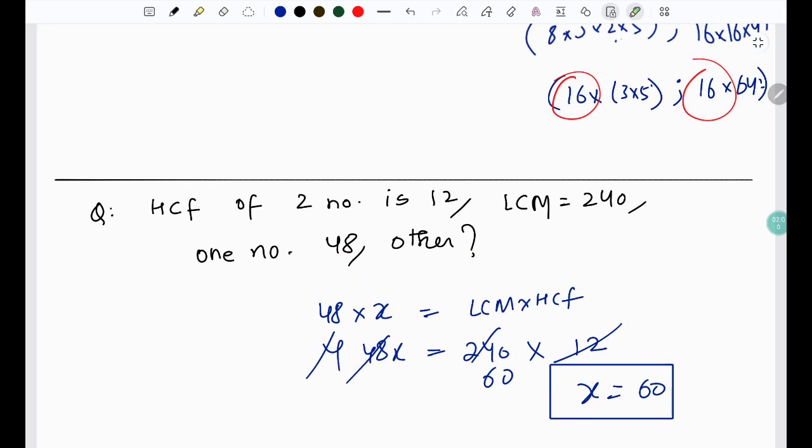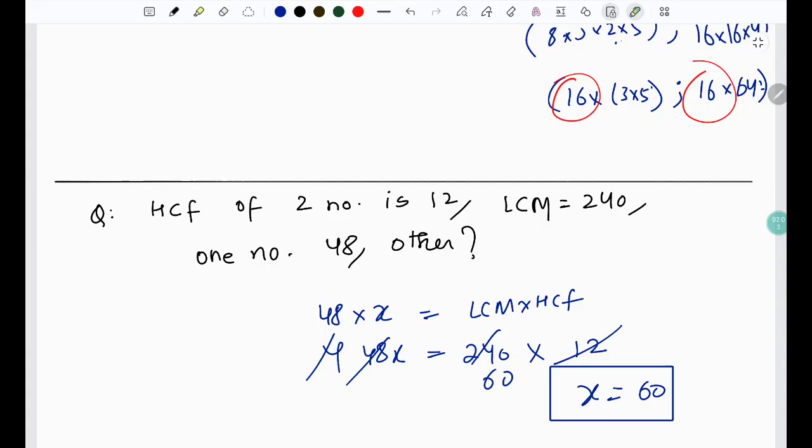Another question, which was previous to the question we had studied: the HCF of two numbers is given as 12. The LCM between the two numbers is 240. One of the numbers is 48. The concept is simple. One number into the other number is equal to the LCM of those two numbers times the HCF of those two numbers. In this case the number comes out to be 60.